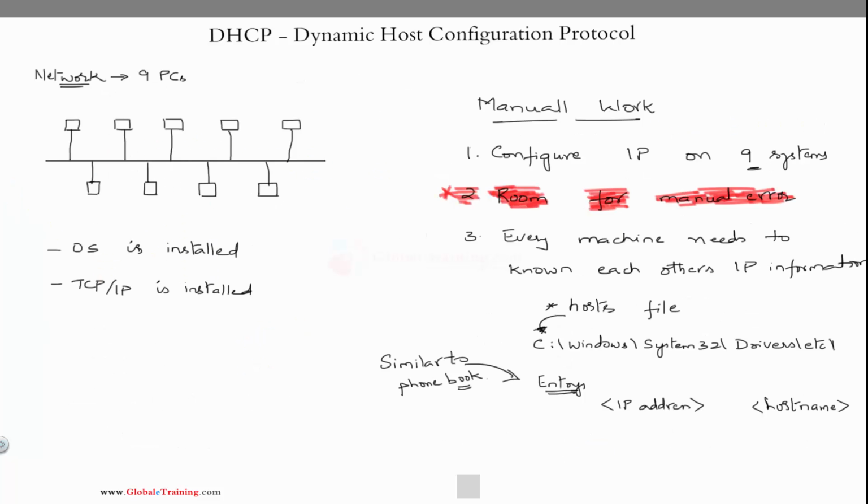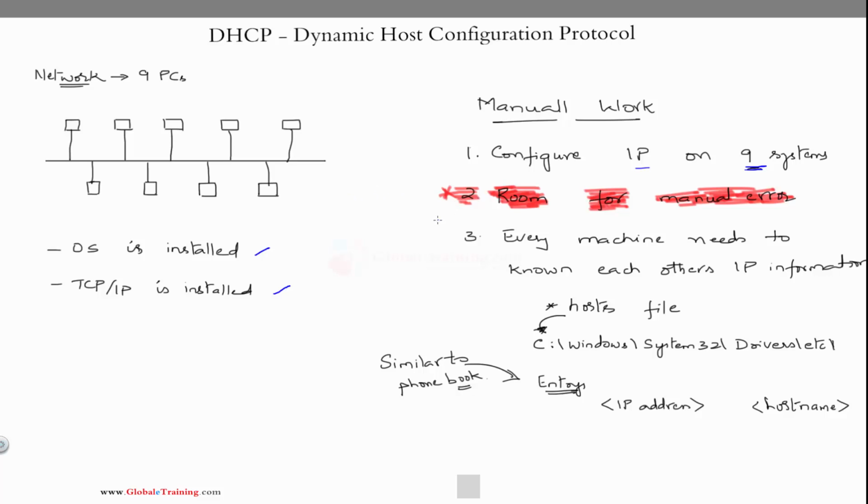Now let's see what happens when you have more computers. Same assumption, just that we have more computers. The OS is installed, TCP/IP is installed. You need to configure an IP address on all 9 machines. If you have 20, you have to do it manually. That means you have to go to each machine and configure it.